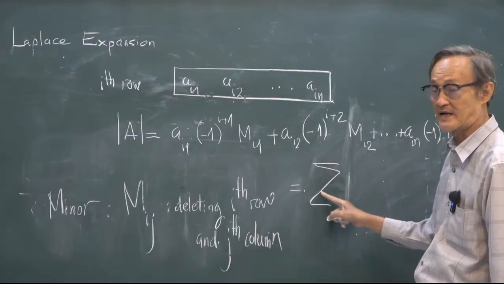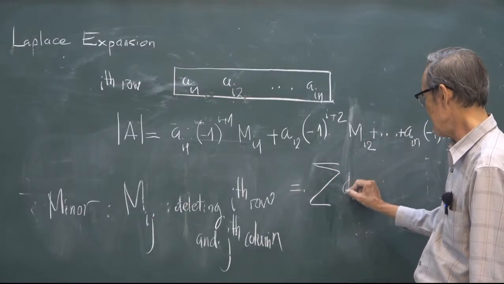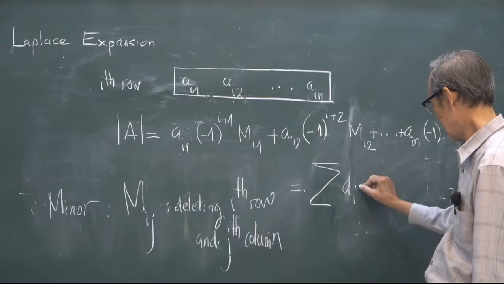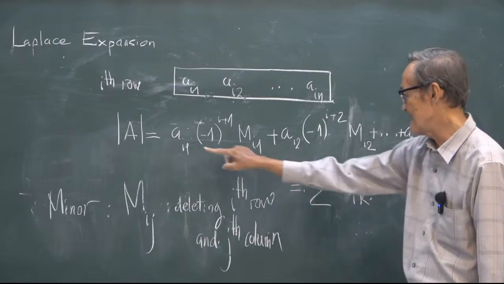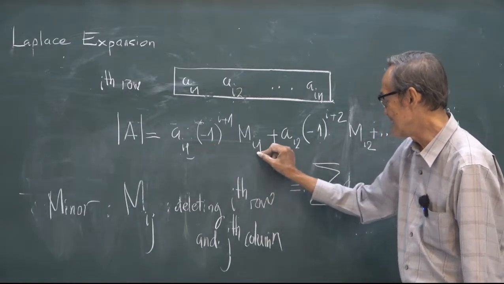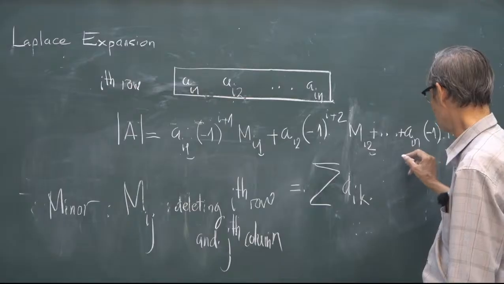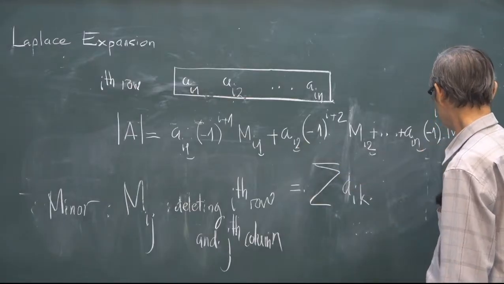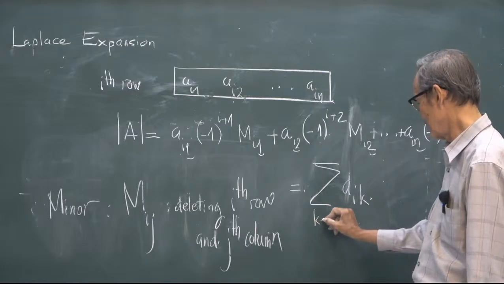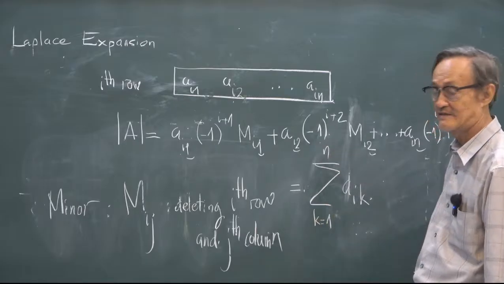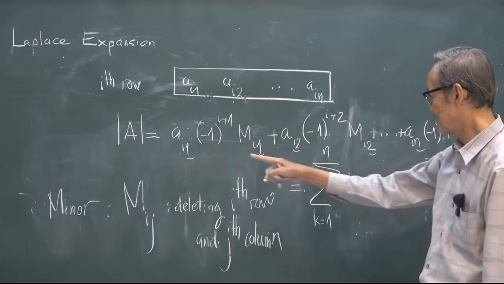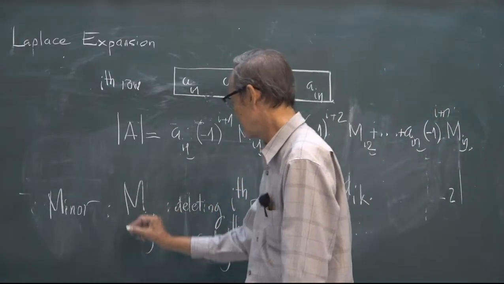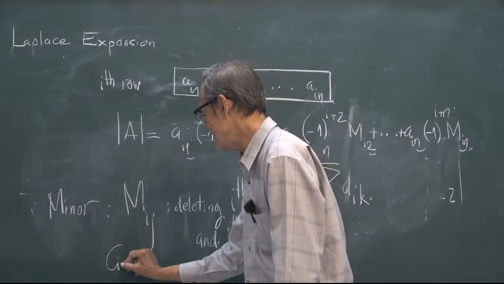Equal sigma a_ik, k from 1 to n, and we use this symbol C_ij.